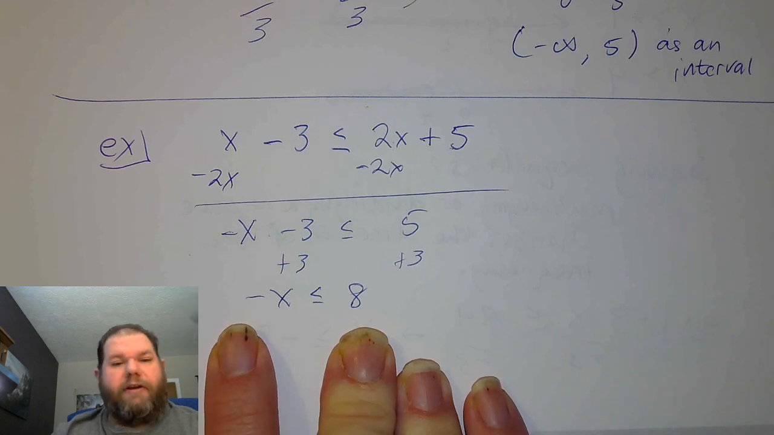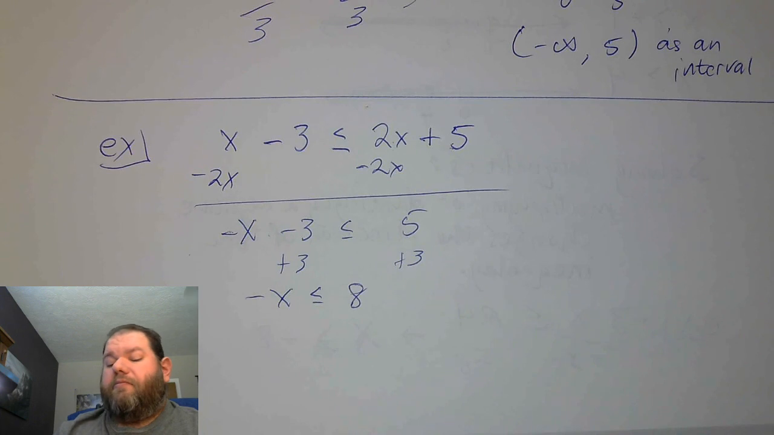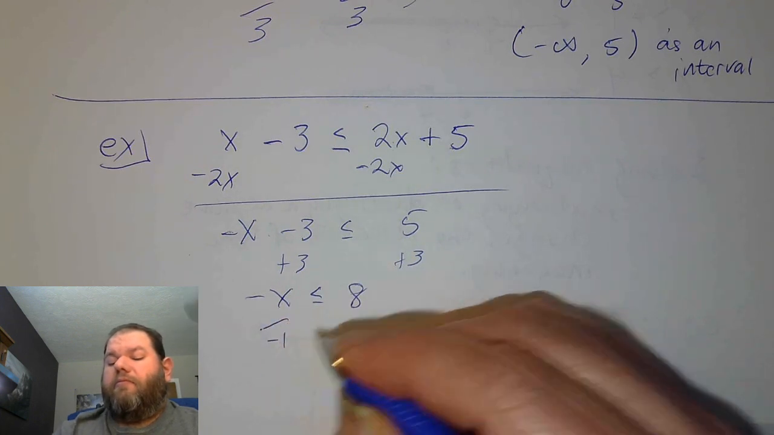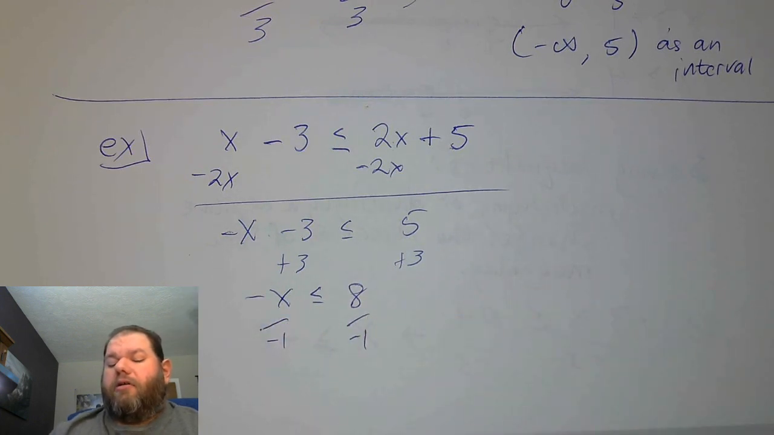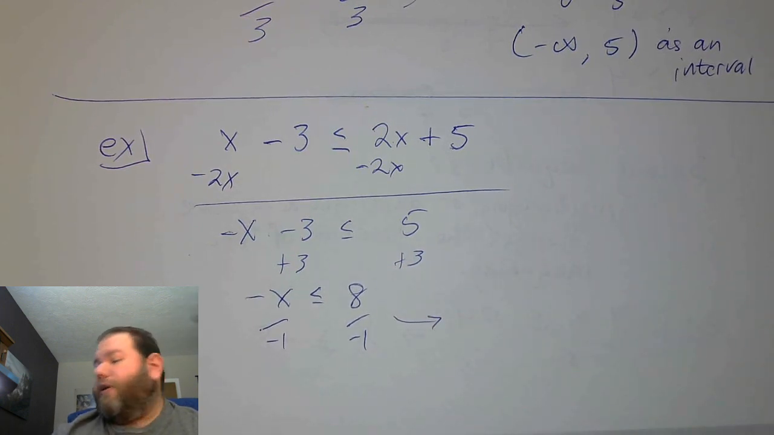Could divide both sides by -1. Good. If we wanted to, we could also multiply both sides by -1. It would have the same goal. So if after we divide by -1, what is that going to give us?